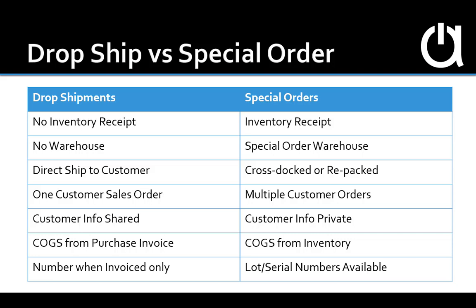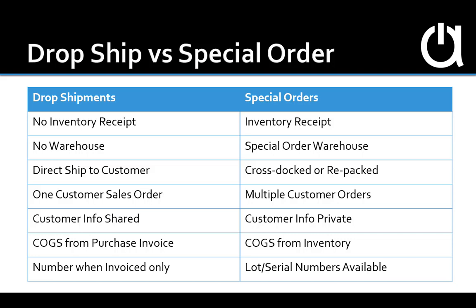So you're having your vendor ship items directly to your warehouse to turn around and send out to the customer that ordered it. And those products related to the special order PO are separated from your main inventory because they are specifically for that sales order. And then drop shipments, it'll be a one customer sales order, and then special order purchase orders could include multiple customer orders.